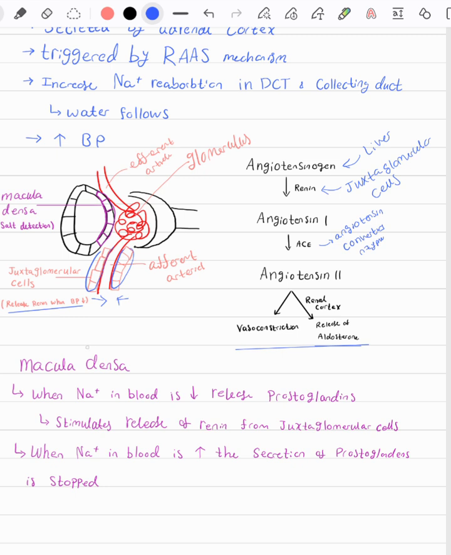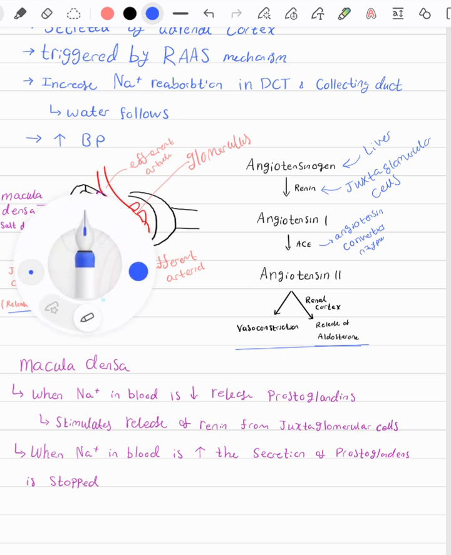And so, interestingly, the macula densa cells are what help to signal the juxtaglomerular cells that, hey, it's time to release some renin. So when sodium is low in the blood, it's going to release prostaglandins, and that's going to stimulate the release of renin from the juxtaglomerular cells. When there is salt in the blood at a high enough concentration, then the secretion of prostaglandins is stopped, and we stop making that renin.